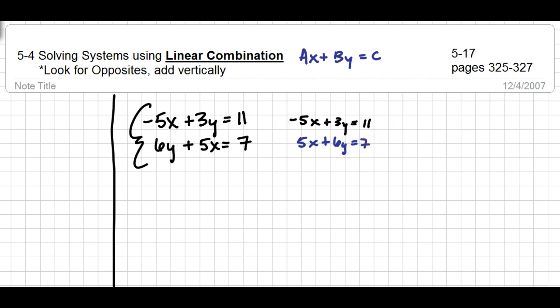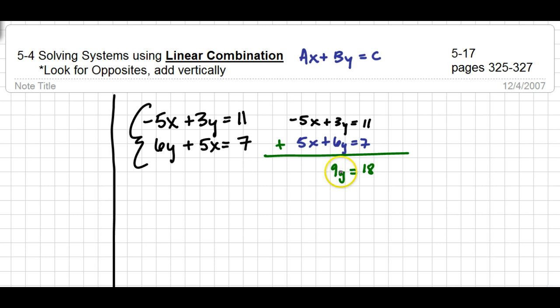Now if I look vertically, I'm going to look for anything that has opposites. So right here you can see that the negative 5x and the 5x are indeed opposites of each other. So I'm going to add the two equations vertically. When I do that, the x's will cancel. Negative 5x plus positive 5x makes 0x. 0 times x is 0. Then I'll add vertically for everything else that I see. 3y plus 6y is 9y. And 11 plus 7 is 18.